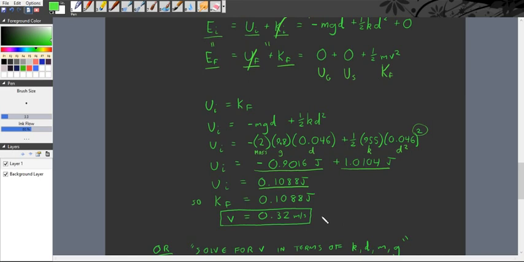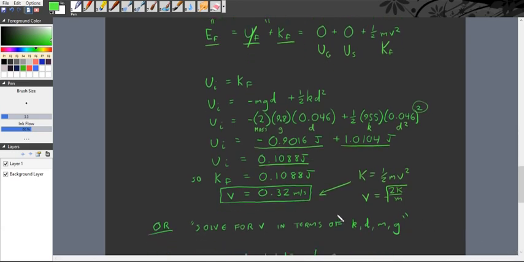Now, how did I get this? I just used the kinetic energy equation. If you were to rewrite this equation to solve for v, you would get something like this. K is kinetic energy, 2 is 2, and m is your mass. And this is the square root of this entire fraction.